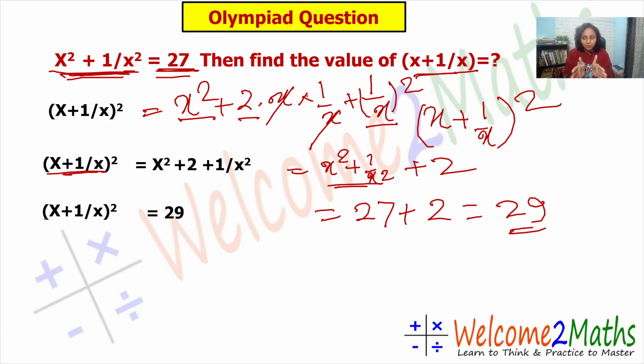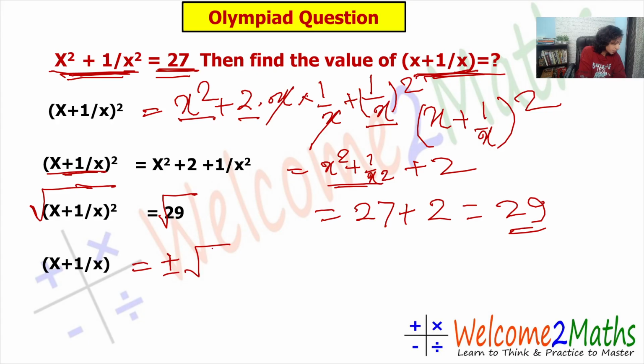I know that you are very smart and know what our next step would be. We have to take the square root of both sides, and we will find our answer. Let me show you. Let's take the square root of (x plus 1 by x) whole square and root over 29. Whenever we take the square root of this, we will get x plus 1 by x. And now it is going to be plus minus root over 29, because 29 is not a perfect square, so we have to write it in this way only. So plus minus root over 29 is our answer.